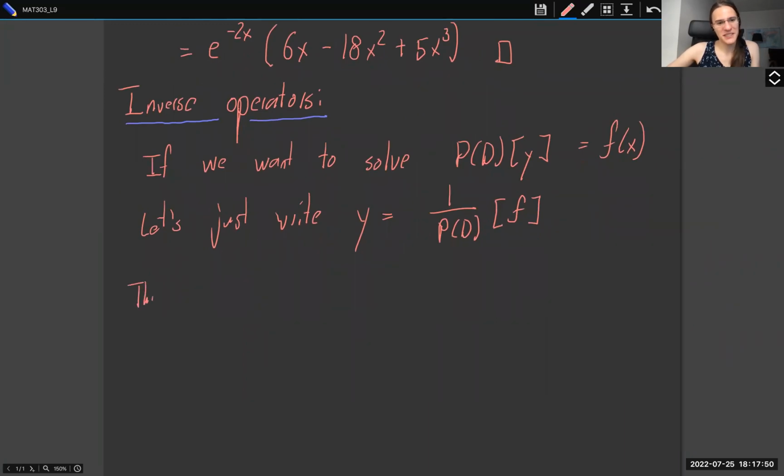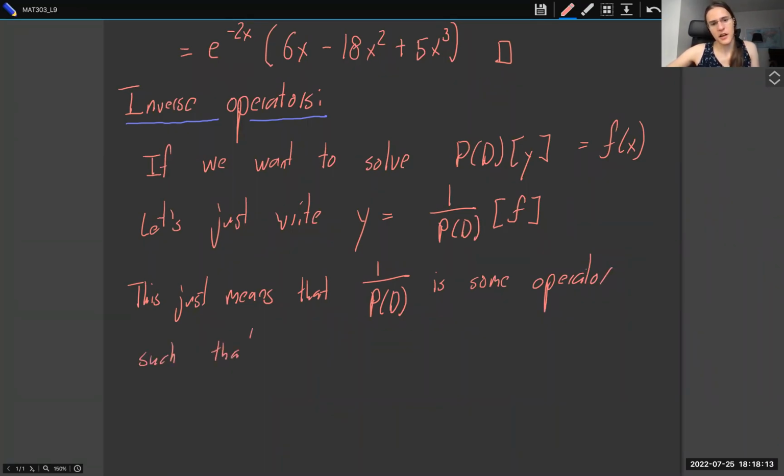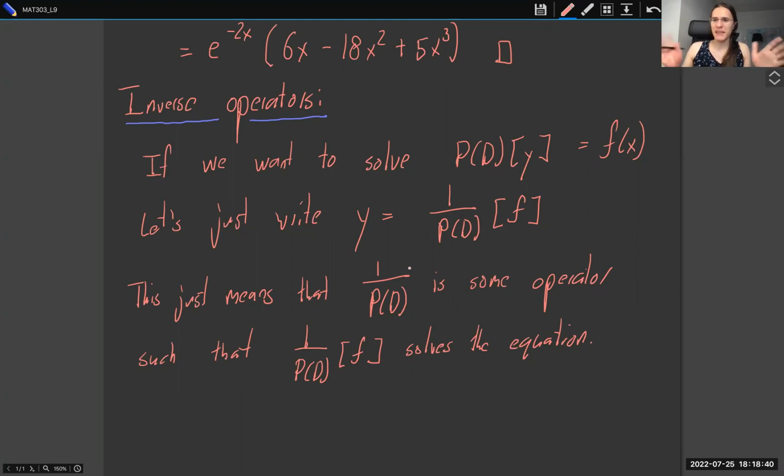This just means that 1 over P of D is some operator such that 1 over P of D of f solves the equation. So that's the meaning of this. Therefore, by just defining this to be an operator which gives the solution, I really haven't done anything new. I've just defined some notation to stand for something. So I'll give you an example.